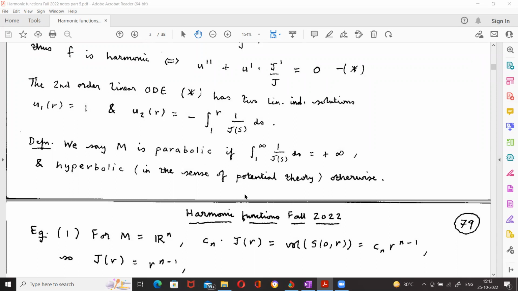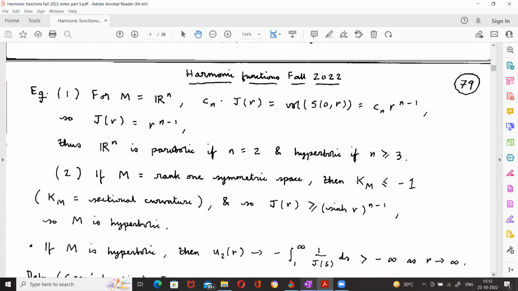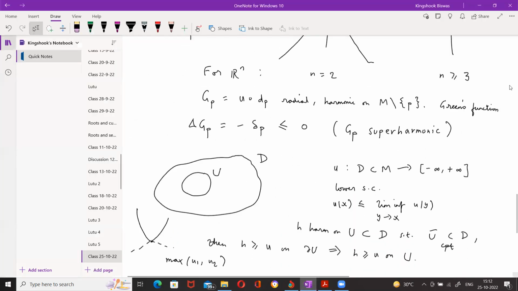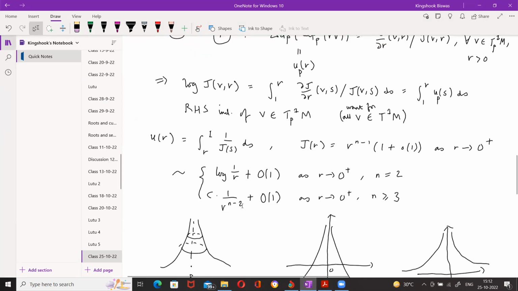The Green's function will be the positive superharmonic function, which is just 1 over r to the n minus 2. This function will be positive superharmonic, but it's not harmonic, of course, on all of Rn. Okay.